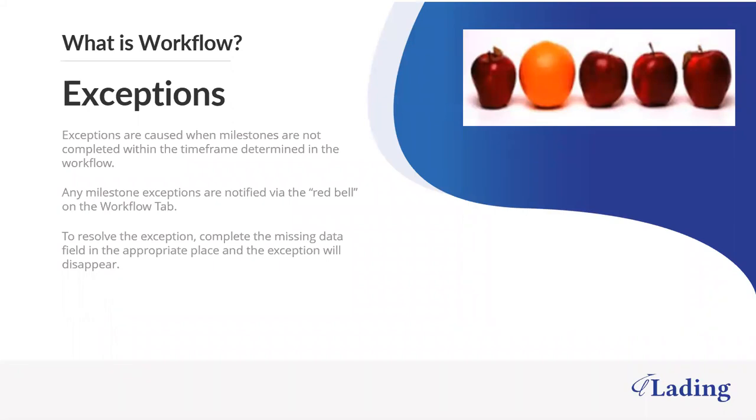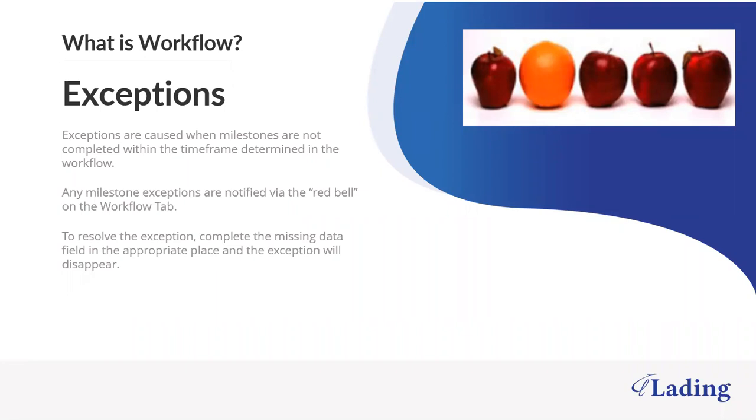Exceptions are caused when milestones are not completed within the time frame determined in the workflow. So you can set up exceptions within your workflow based on the milestones. The easiest one to explain is estimated time of departure, actual time of departure. You can set up the actual time of departure as a milestone. So when that ATD box is filled in, the milestone's filled in.